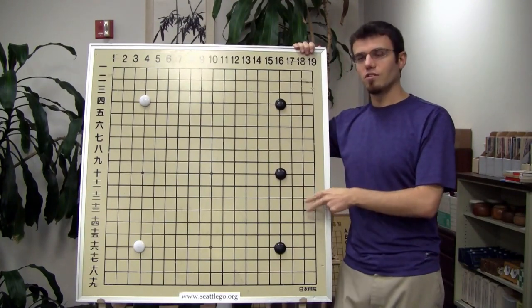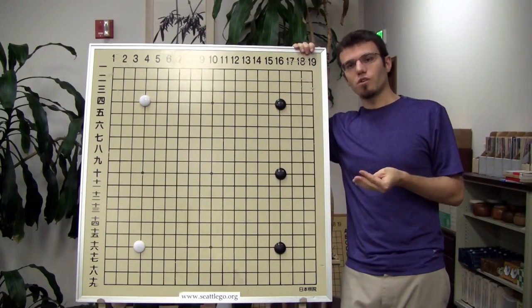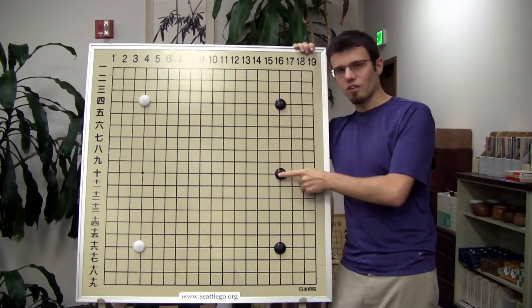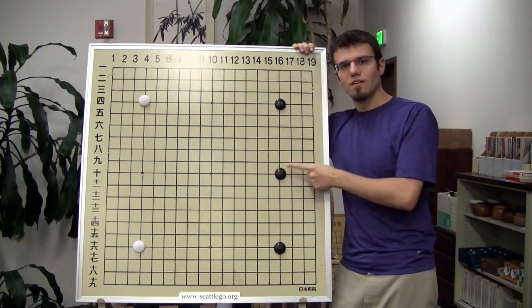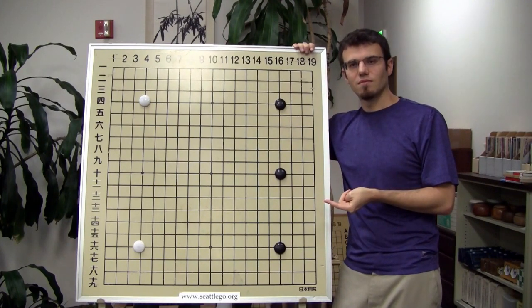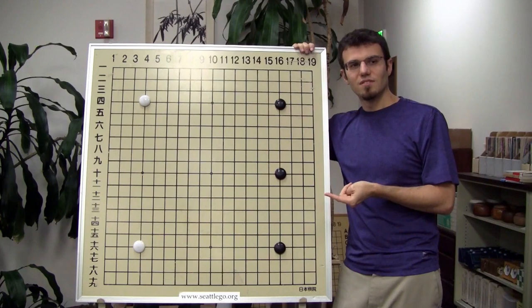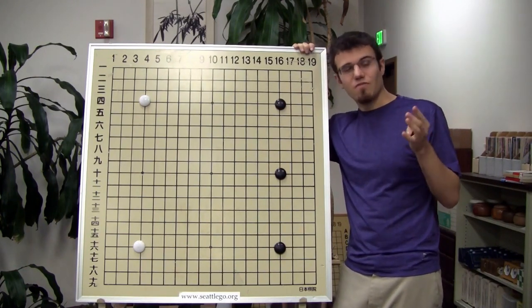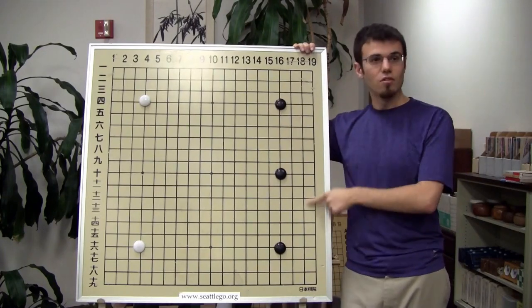And not only is it a large extension, there's a key concept we're going to see over and over again in these Fuseki. How far away is this extension? Five spaces. Why is this important? Because it's hard for white to approach safely, to invade safely, and to make a base in here at all, safely.